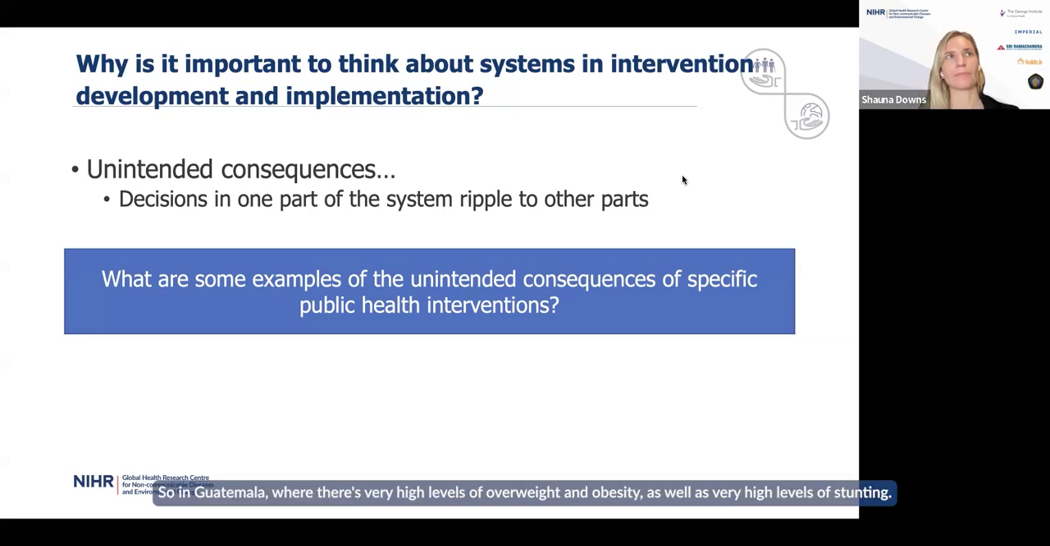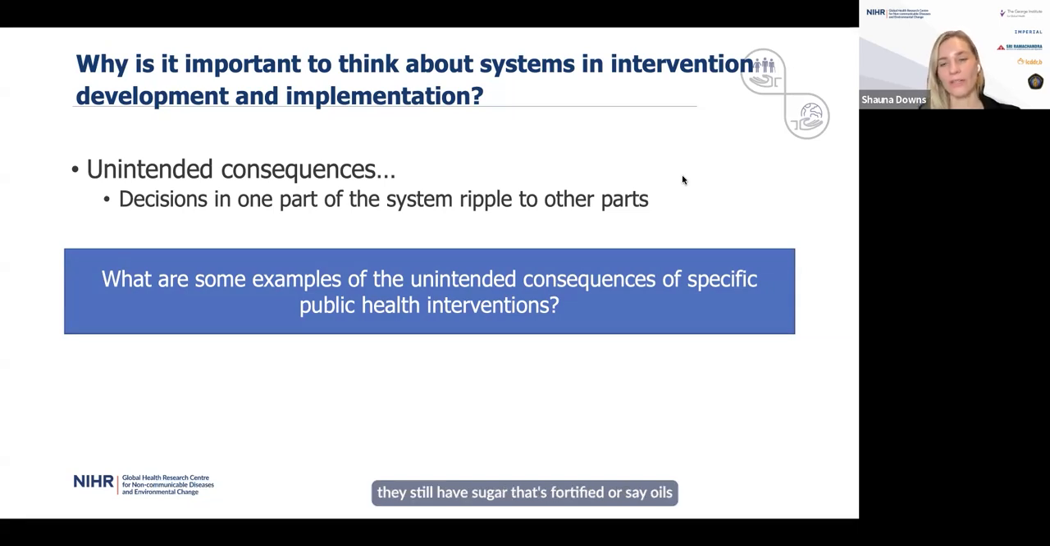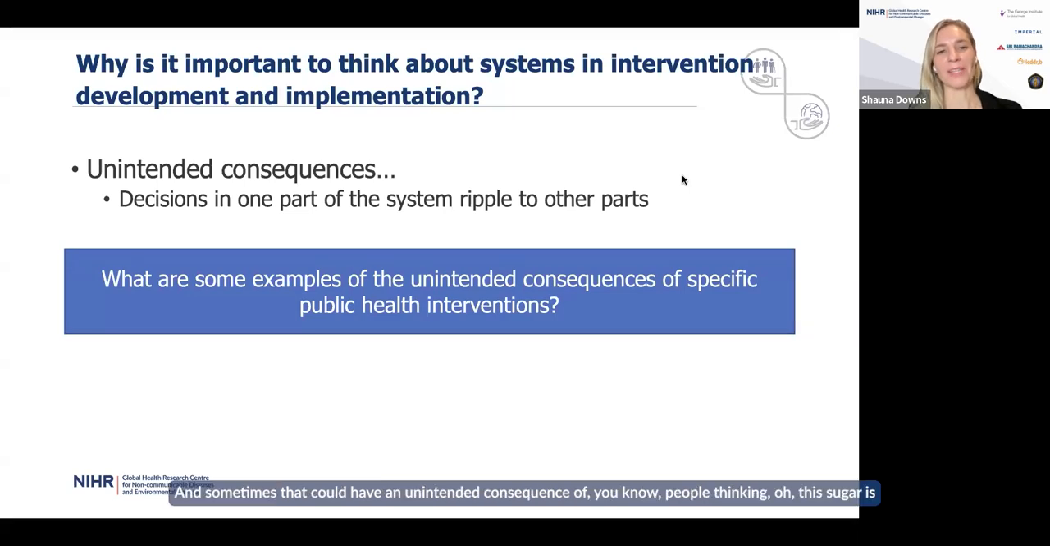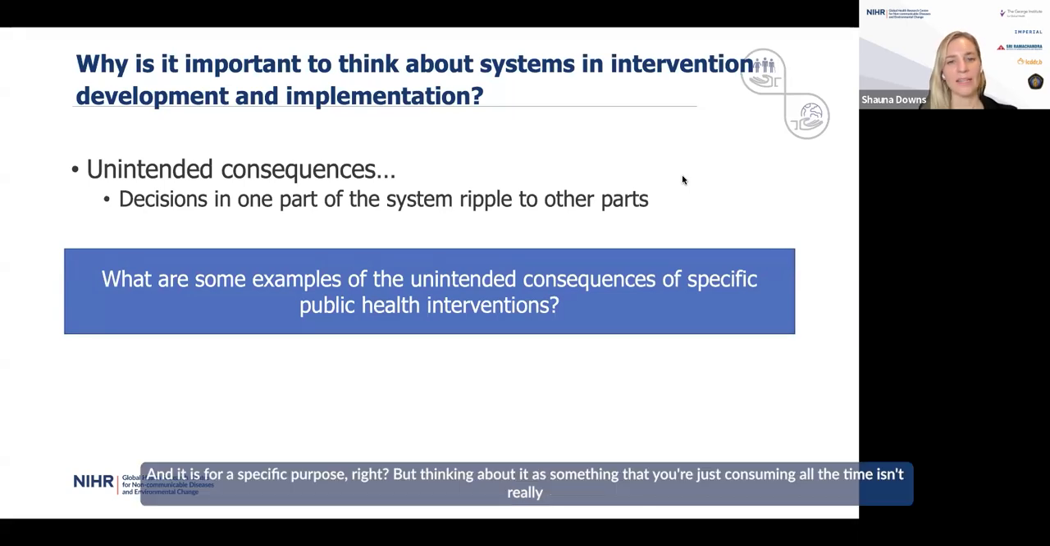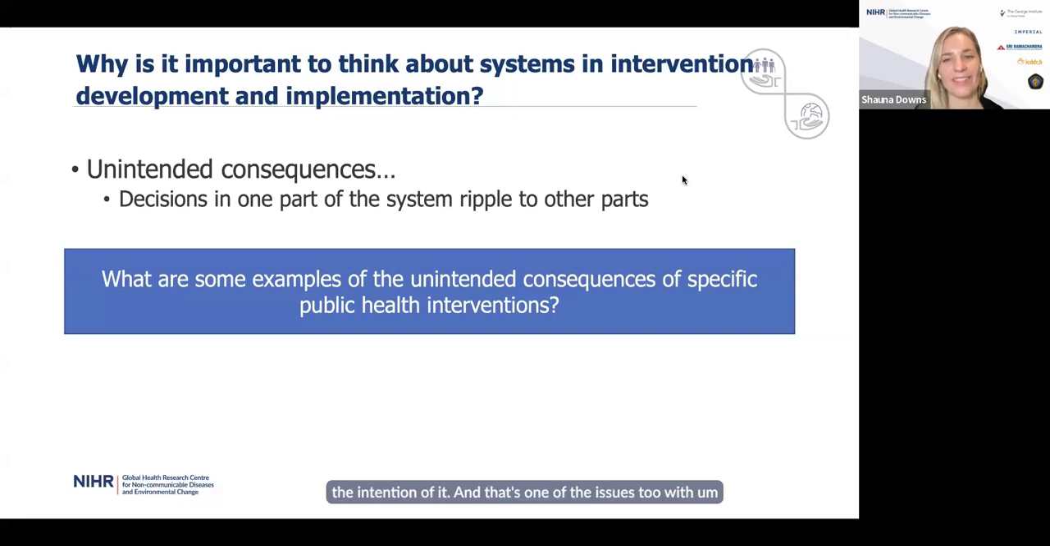So in Guatemala, where there are very high levels of overweight and obesity, as well as very high levels of stunting, they still have fortified sugar, or say oils. And sometimes that could have an unintended consequence of people thinking, oh, this sugar is healthy, or the RUTF is really healthy. And it is for a specific purpose, right? But thinking about it as something that you're just consuming all the time isn't really the intention of it.